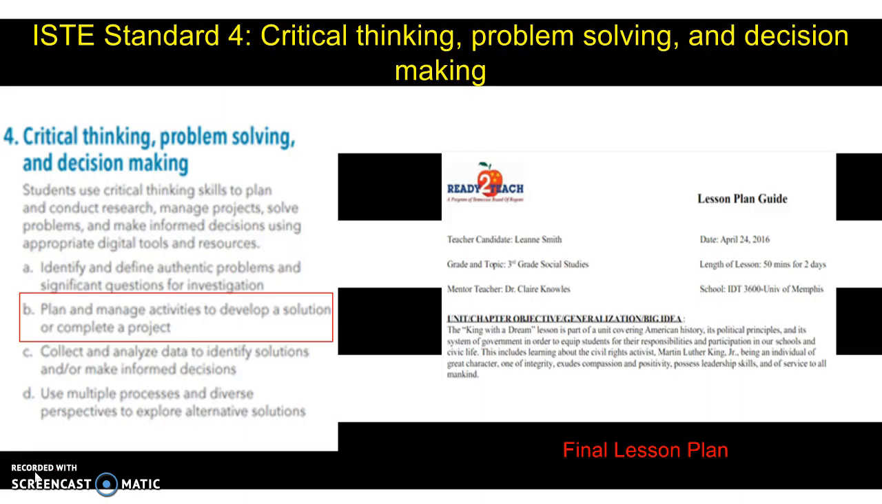My second example was based on Substandard B, and again we're going to use the final lesson plan. Substandard B says students should be able to plan and manage activities to develop a solution or complete a project. Students also were to complete a project by choosing images from the web that were based off the text, and they were to complete a comic using Toondoo and turn it in towards the end of class.